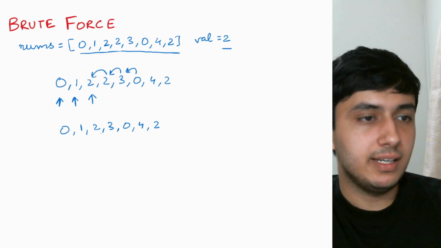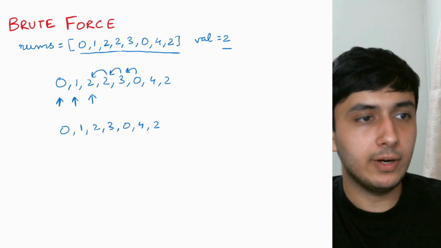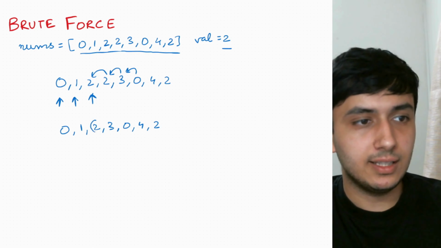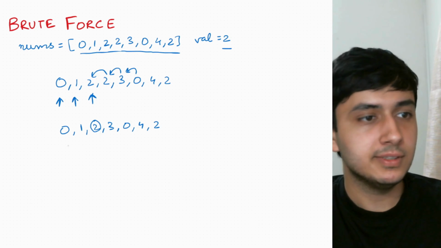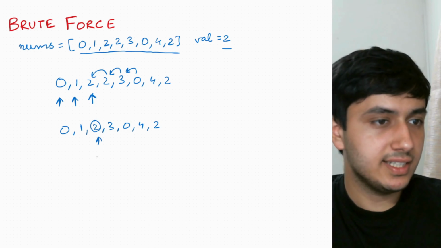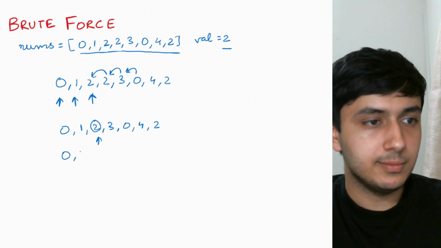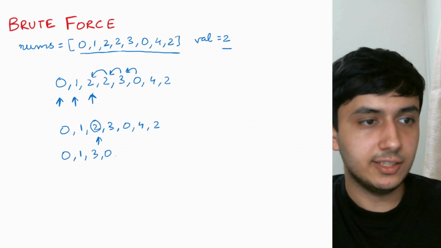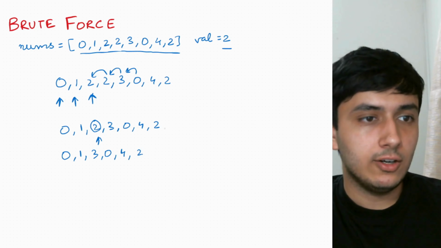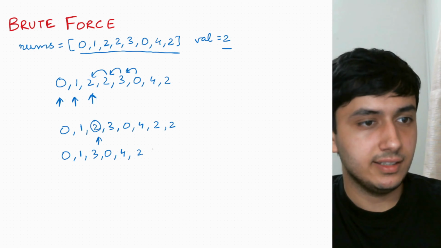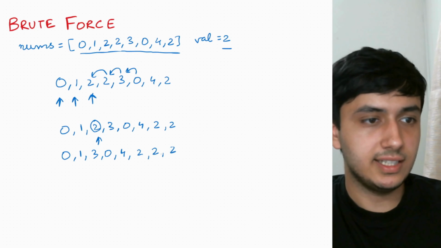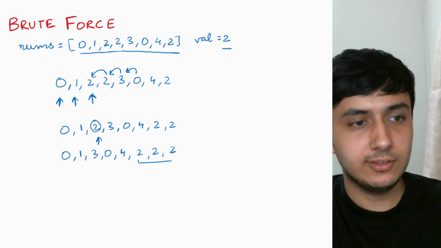At this step, remember that you don't have to move the pointer forward. You're supposed to check the place again because it can again have a 2. So our pointer is still here. We'll check, it's still equal to 2. This array will now become 0, 1, 3, 0, 4, 2. Also, this 2 will still stay here and these will still stay as 2. We don't really care what's here, so I'm not writing it.